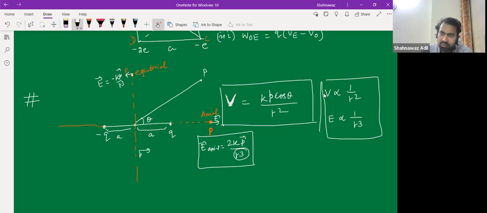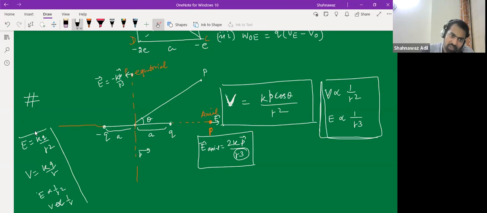This is how the electric field varies, and this is how the potential varies for the case of dipole. And for the case of point charge, the electric field varies as kq by r square, and the potential is kq by r. So E varies as 1 over r square, and V varies as 1 over r for a point charge. And this is dipole. So just remember these points.